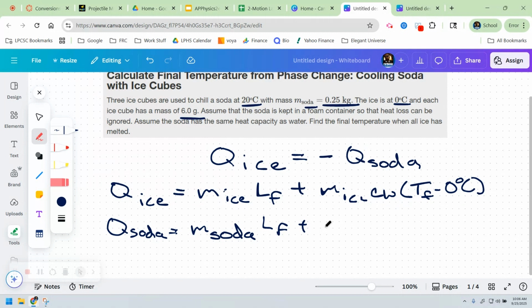Oh, no. I'm sorry. It's the mass of the soda, so the heat given off by the soda is just going to be the mass of the soda times the specific heat.